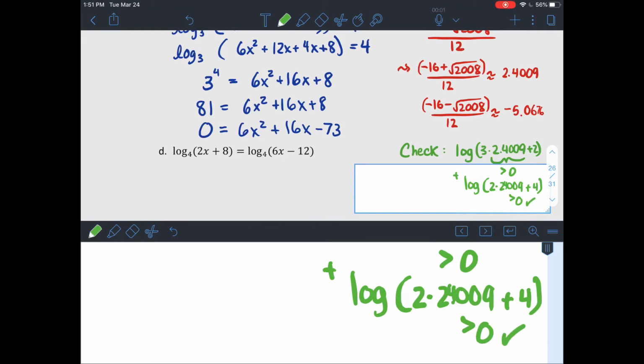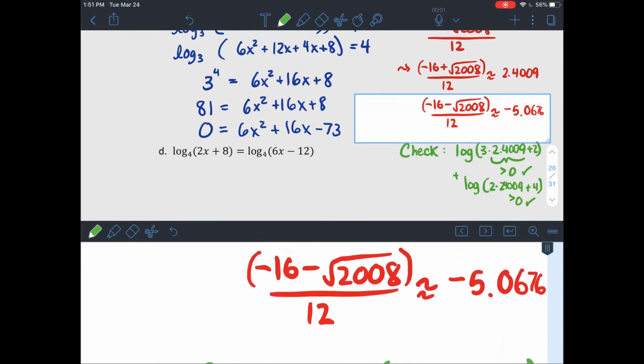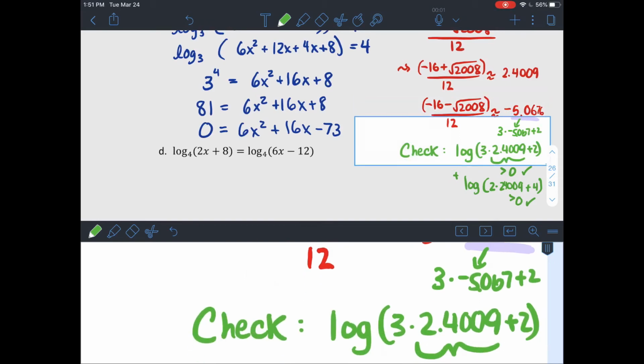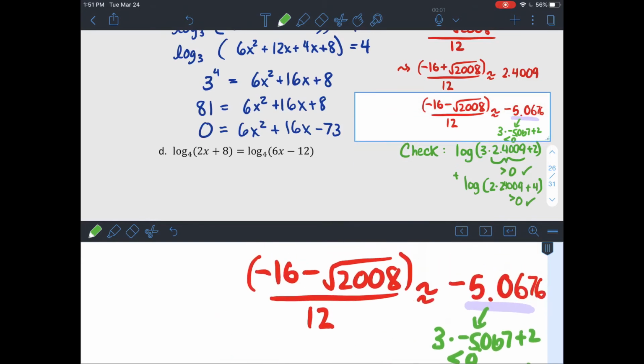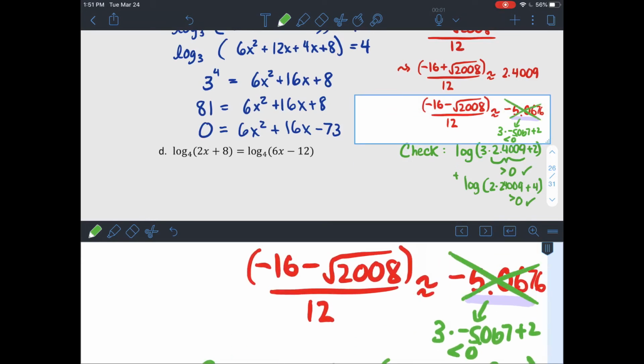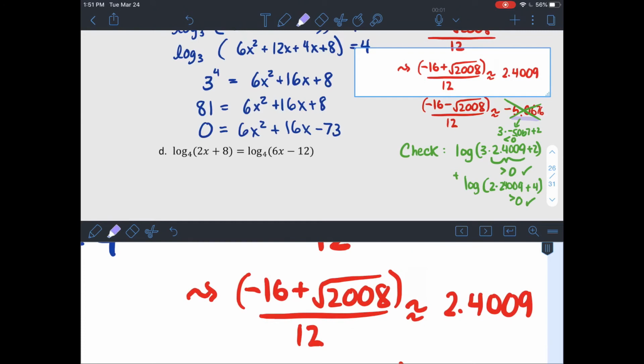And then try the negative one in there. If you go back to the original and plug in negative 5.076 though, if you take that times 3, that's like negative 15. If you add 2 to it, it's like negative 13. Which means that it is not going to work in the original, and we just get one solution, x equals approximately 2.4009.